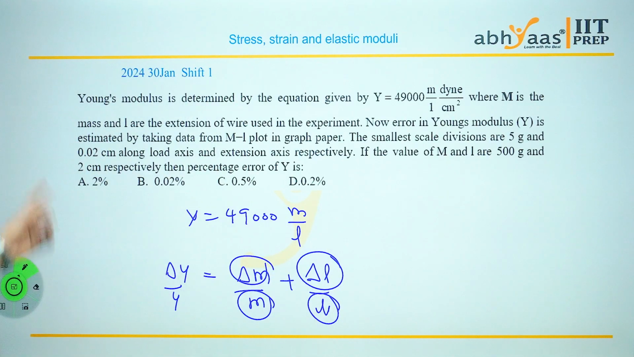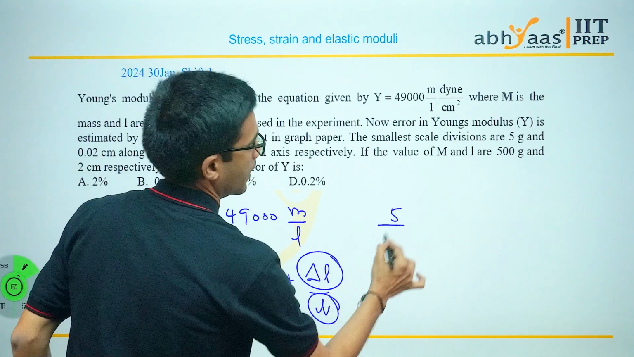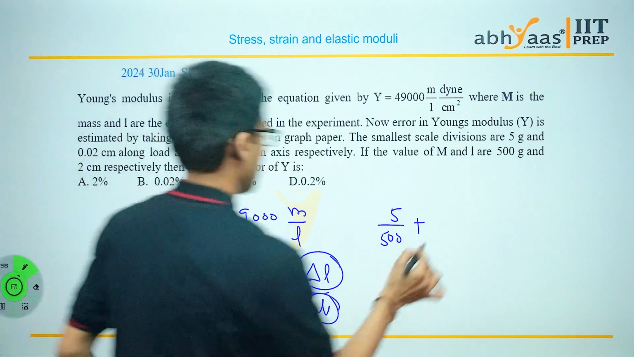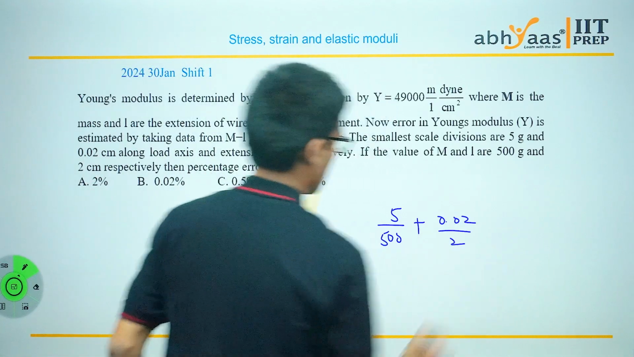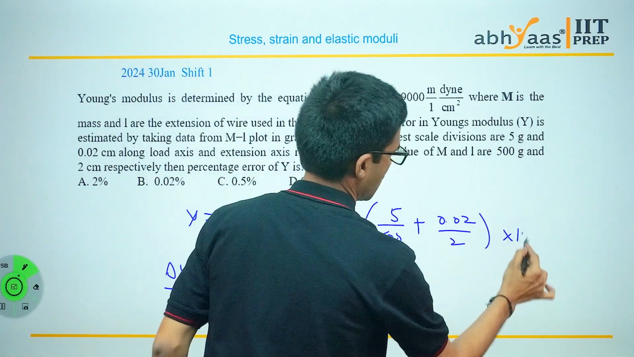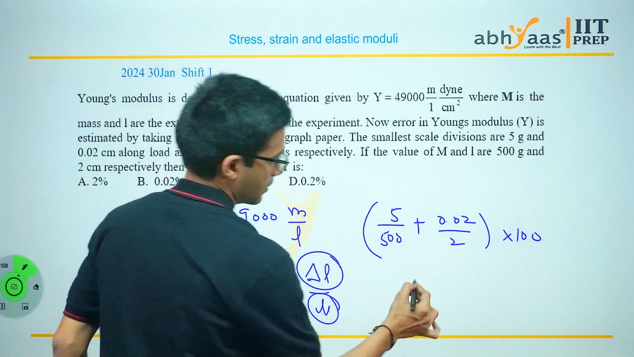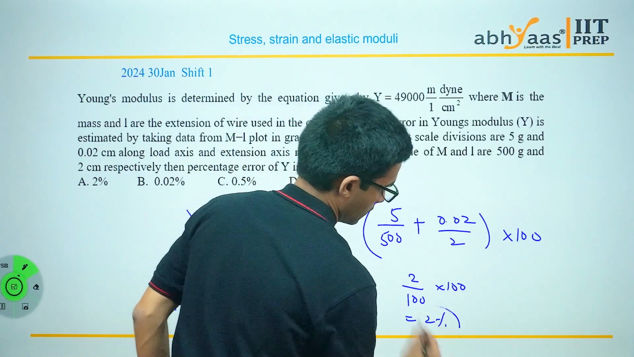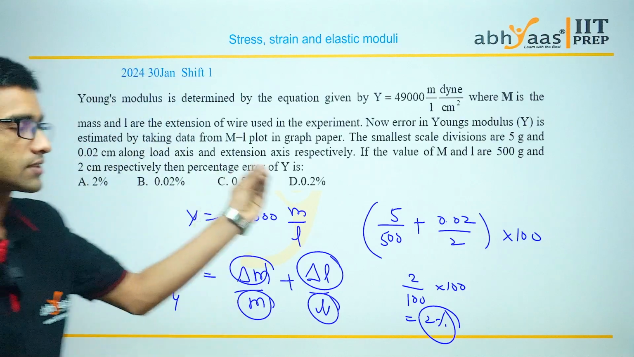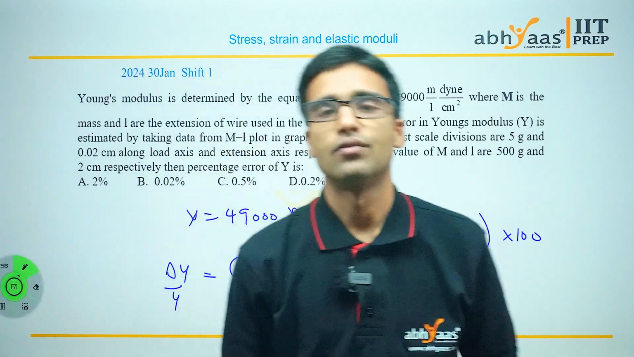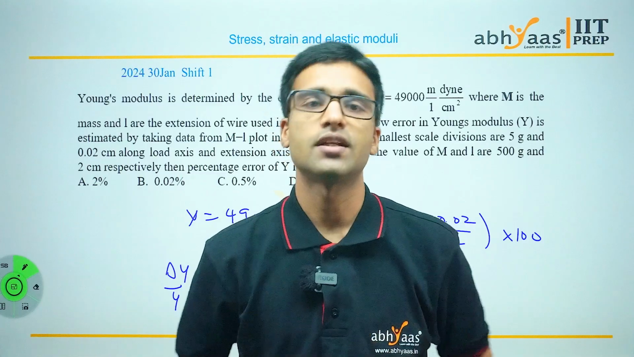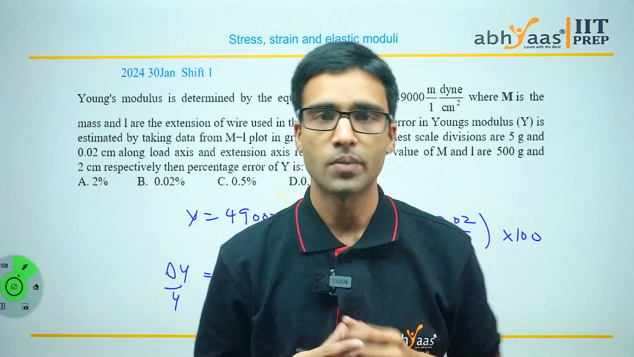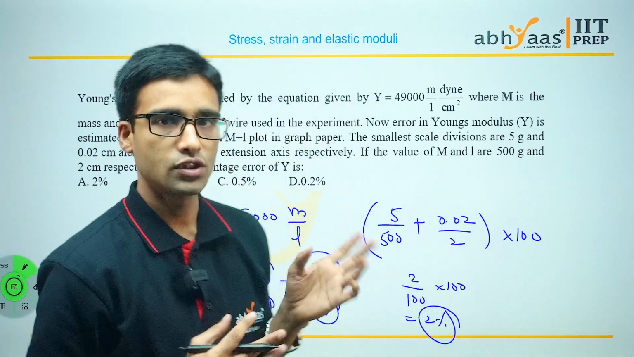Smallest scale value means delta m and delta l are given. So if you write, that is 5 by 500. Units are the same. 5 is the smallest scale. Here 0.02 by 2, into 100. Then what will you get? 1 by 100 plus 1 by 100, that is 2 by 100 into 100. Then what will you get? 2%. So simple. He is asking the error in y, and he also gave the equation y equal to 49,000 m by l. If you know the concept of errors in division from the units and measurement chapter, you can easily solve this one. This is also an easy one.